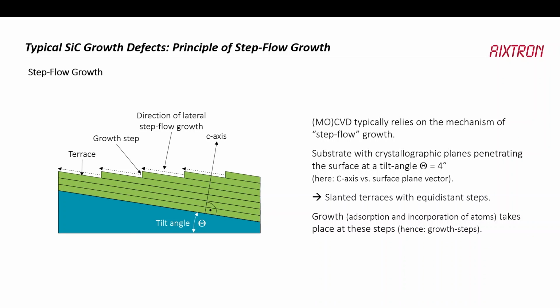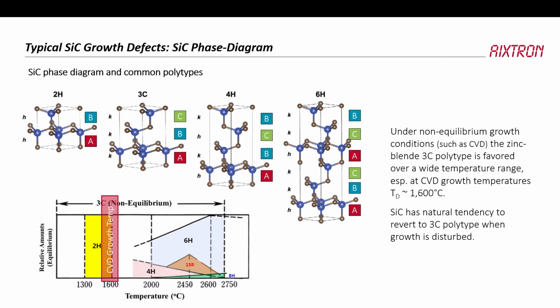So, we want a certain off-cut angle, tilt angle. We don't want this angle to be too flat, because then the terraces become too large. We don't want it to be too steep, because then I don't get a diameter out of my boule, because I have to cut a certain angle. So this is more of an aspect for the wafer growers. So 4 degrees, by the way, is what we use. And these are the polytypes, and 4H is the one we want.